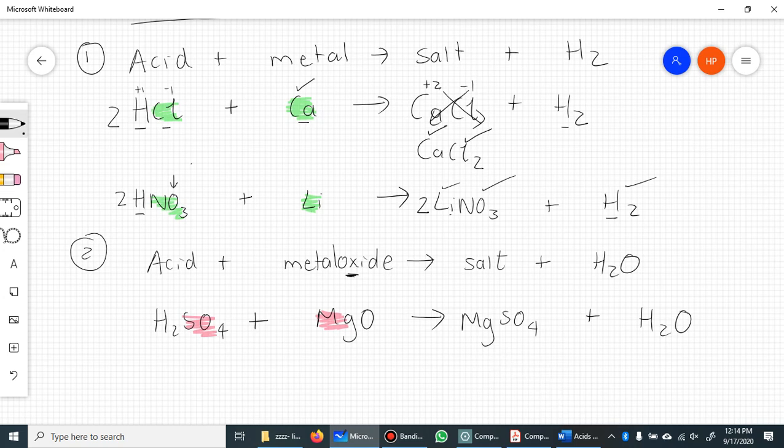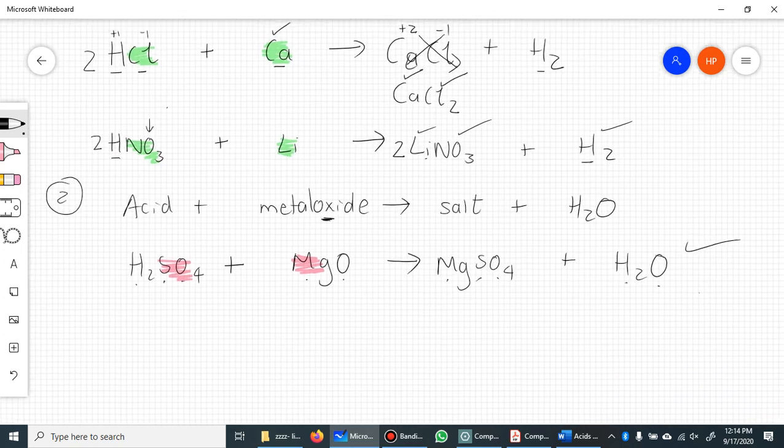Then let's look at our balancing. I've got 2 hydrogens on the left, 2 on the right. 1 sulfur on the left, 1 on the right. I'm going to leave oxygen till the end. 1 magnesium on the left, 1 on the right. 4 plus 1, 5 oxygens. 4 plus 1, 5 oxygens. Everything balances out. Sometimes it does balance out from the start.